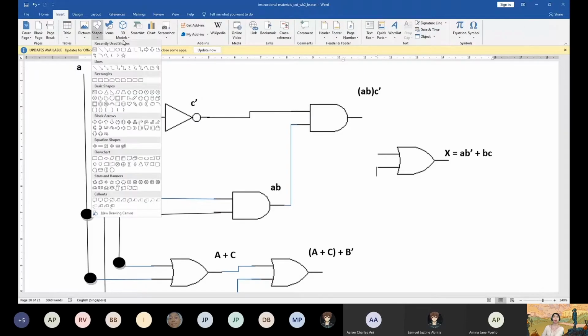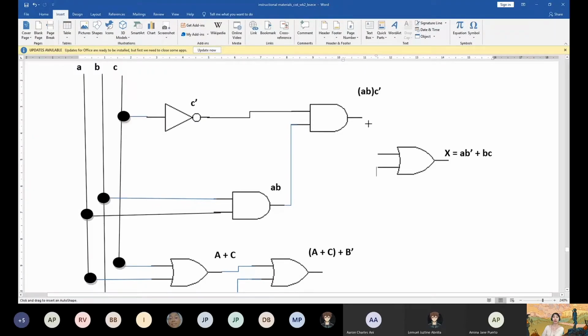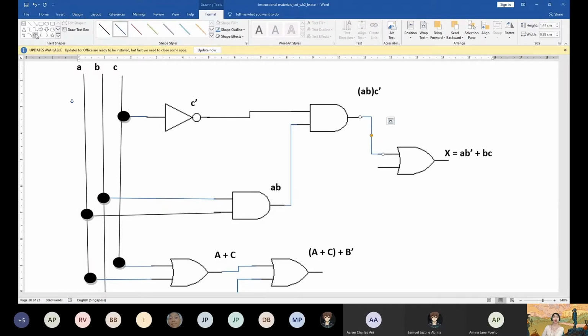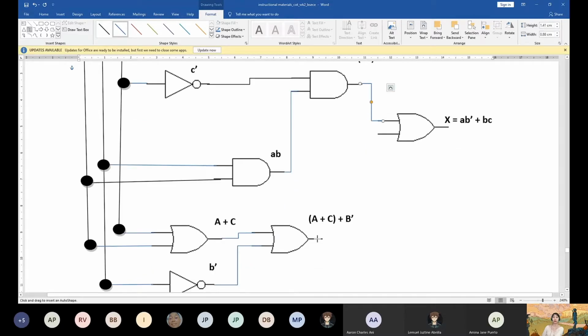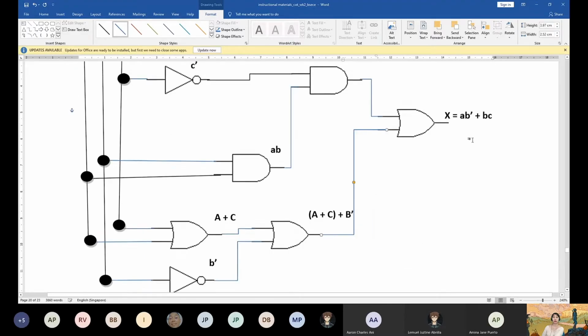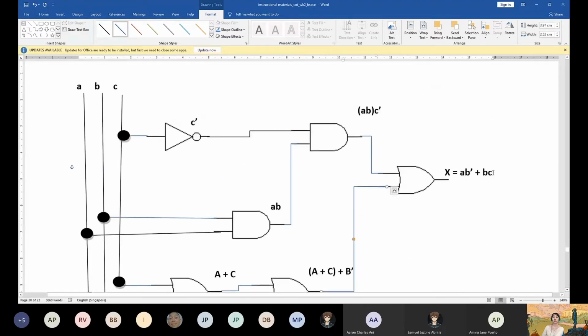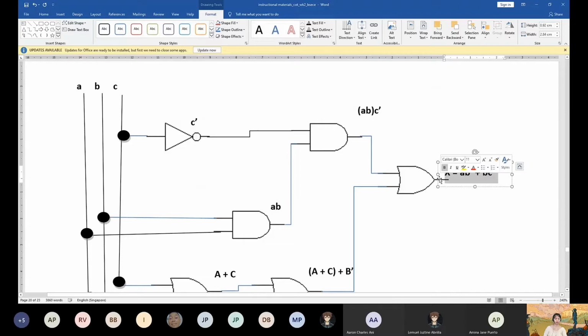Okay, so we only need to connect them. So connect the ABC prime and what else? So we need to connect the A plus C plus B prime. Okay, and now we have ABC prime plus B prime plus C. Okay?